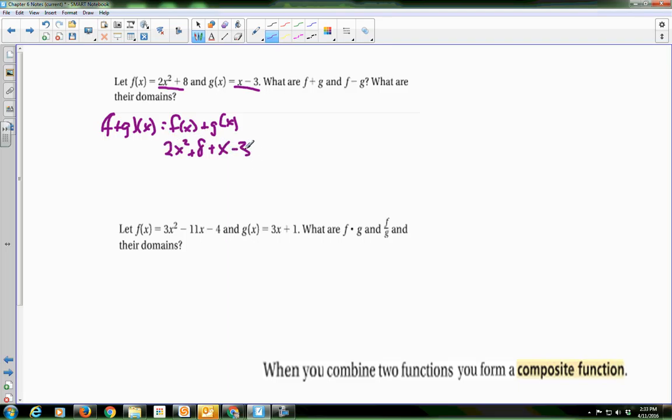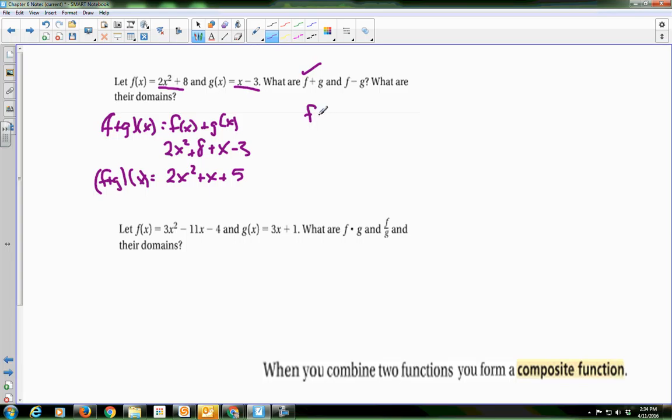And then I'm going to combine like terms if I can. I just have one squared term, so it's 2x squared. And the x has no like terms, and 8 minus 3 is 5. So now that takes care of that.